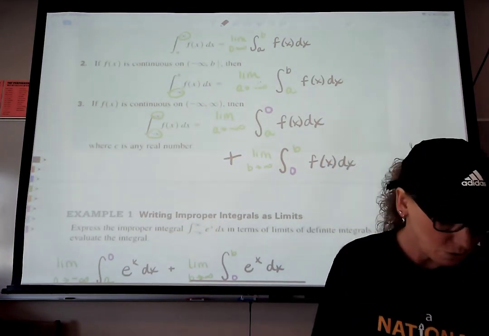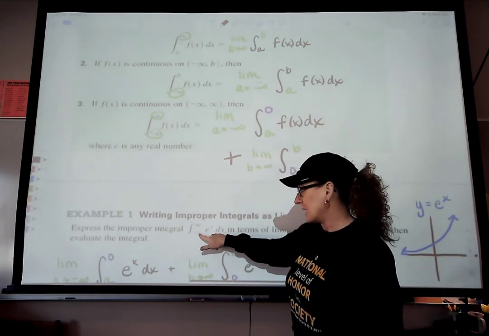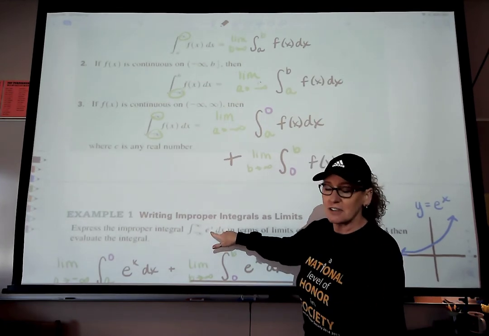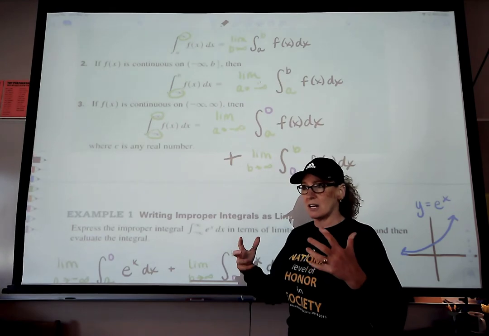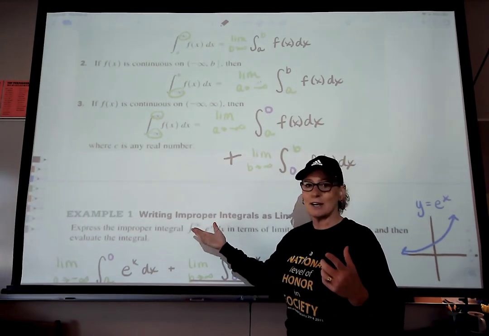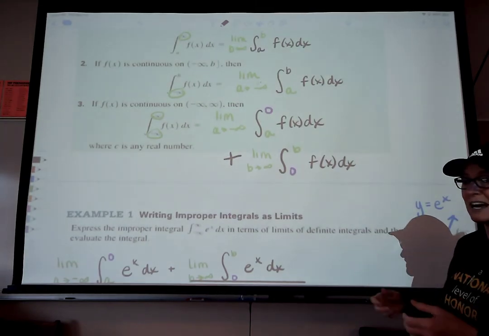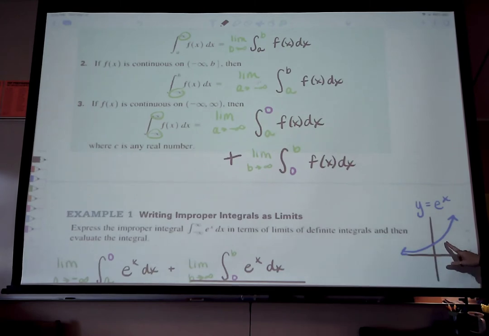Looking at example 1 on page 2, we're looking at the area under the curve from negative infinity to positive infinity under the function e to the x. On each of these problems, I went ahead and drew the graph. Some of them I knew what the graph looked like. Some of them I had to graph on my graphing calculator. But I hope you can see this. You all know what the graph of e to the x looks like.